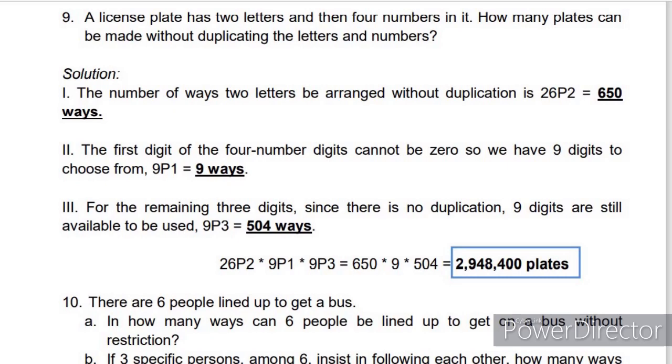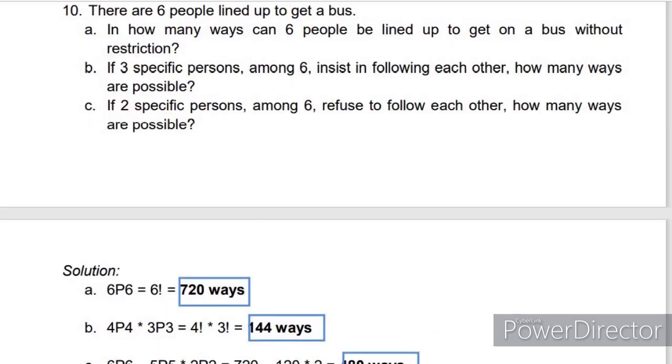So now we will just multiply all the ways that we got. First is 26 permutation 2 multiplied by 9 permutation 1 multiplied by 9 permutation 3. So they are 650 multiplied by 9 multiplied by 504. It is equal to 2,948,400 plates.